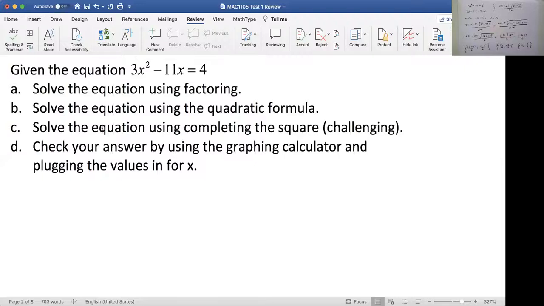Now, part C says solve with completing the square. You'll notice I wrote challenging here because frankly, if it were up to me, I would not choose that strategy. Completing the square is nice if the leading term is 1, if the x squared term is 1, and especially if the middle term is even. If not, fractions get nasty. So let's do it. 3x squared minus 11x equals 4.